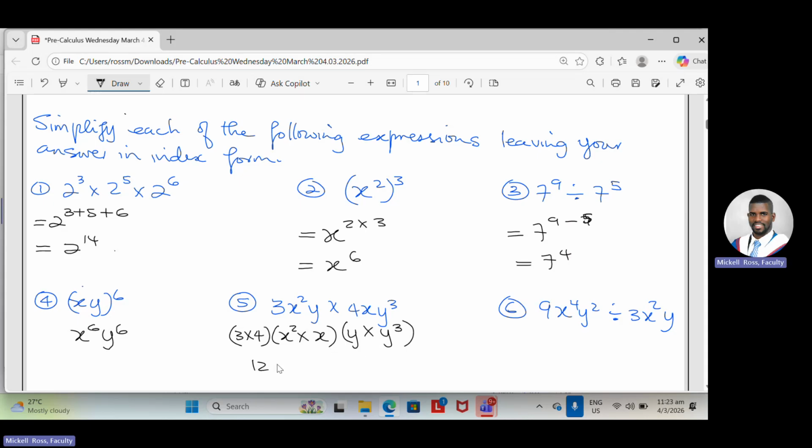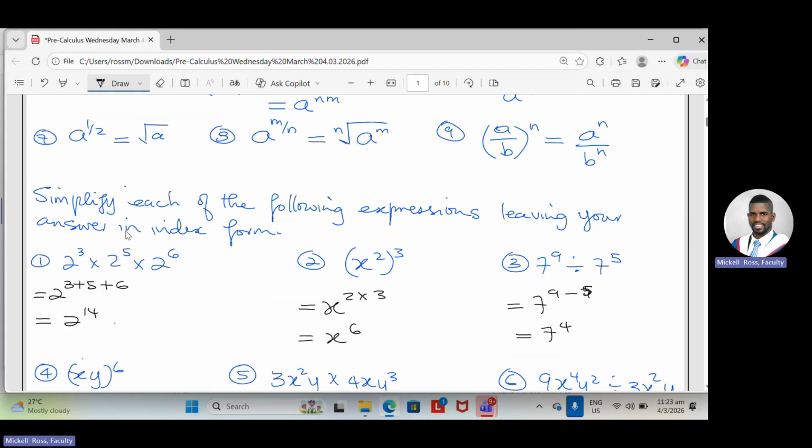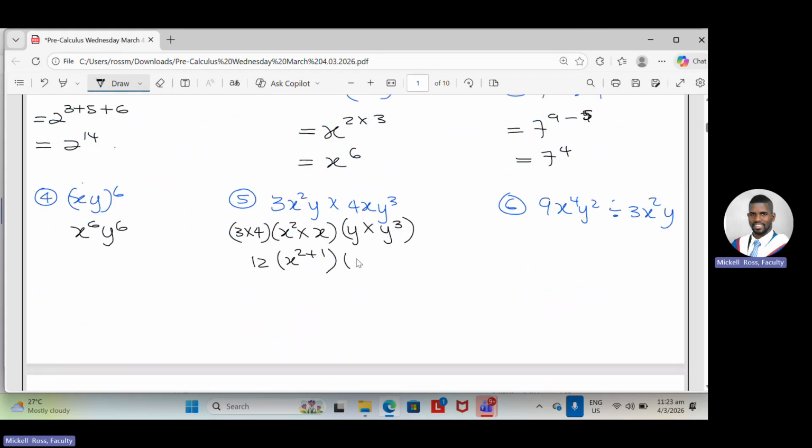So this is going to give us 12, and you're going to add the powers. Remember, if you don't see a power, it is 1, right? How do we know this? Because this rule says anything to the power of 1 is the same thing as that thing without a power. So if you don't see a power, the power is taken to be 1, right? And then this is going to be y to the 1 plus 3. So we're going to get 12 times x cubed y to the 4th power as our final answer.